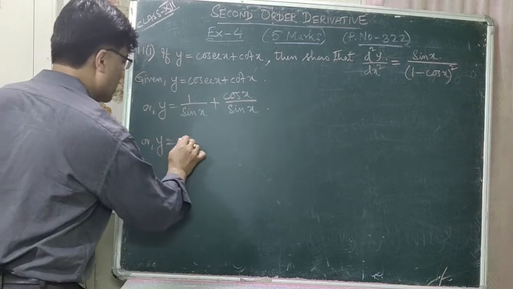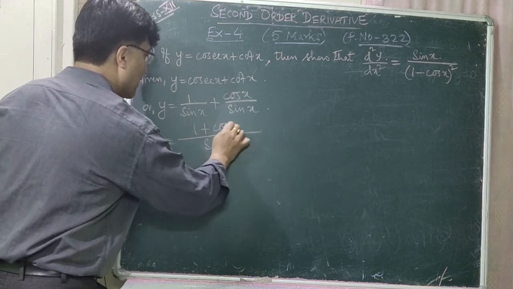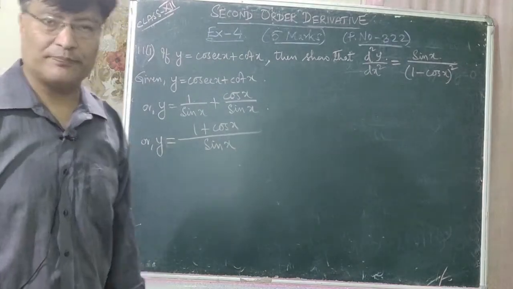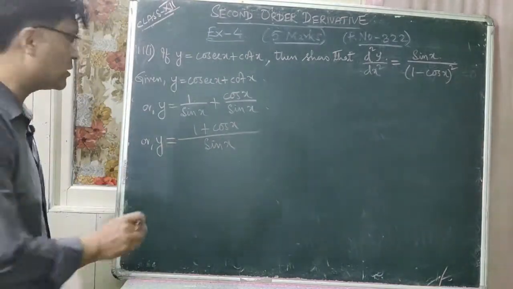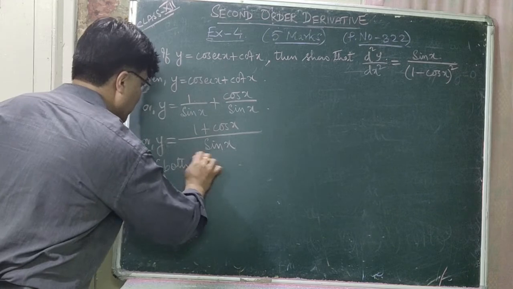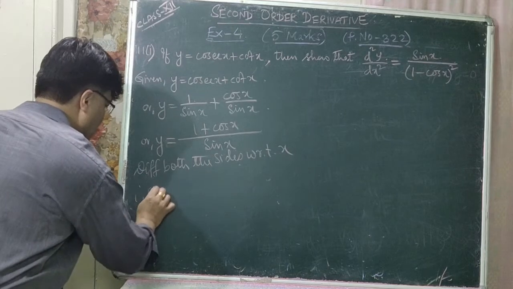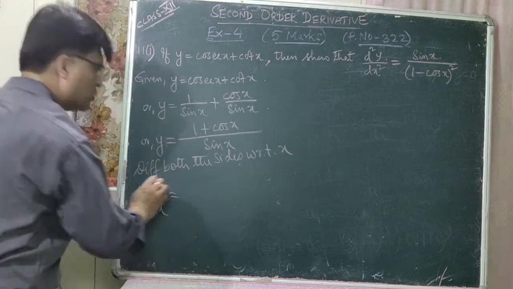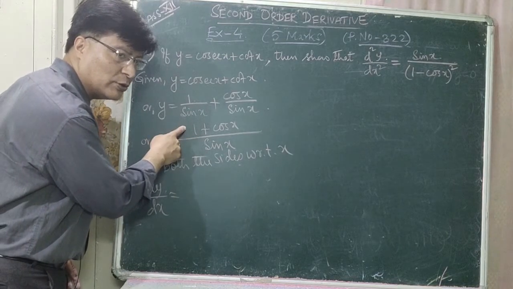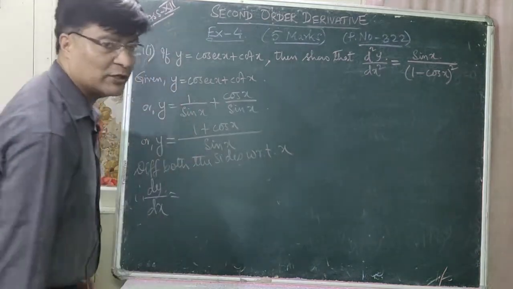So what's the LCM? y is equal to, what's the LCM here? The LCM is sin x. In the numerator we have 1 plus cos x. Is that clear to all of you? Now let us take the differentiation. So let us differentiate both the sides with respect to x. So differentiating both the sides with respect to x, therefore this is your dy by dx is equal to, so here both the numerator and the denominator are variables. So you have to use the u by v rule for its differentiation.